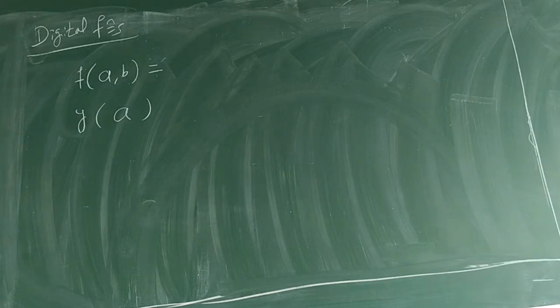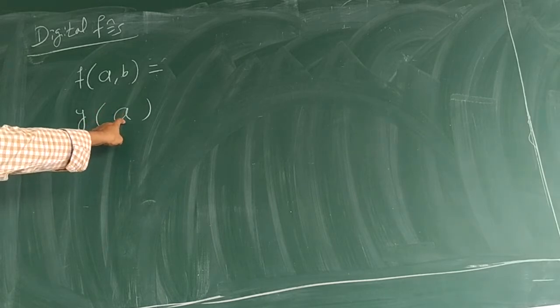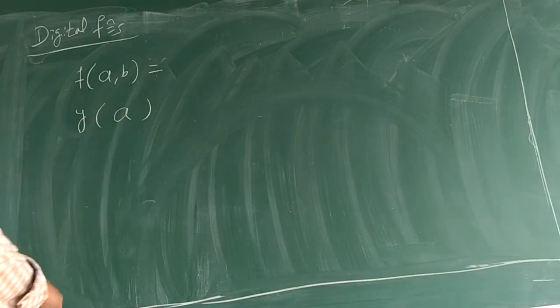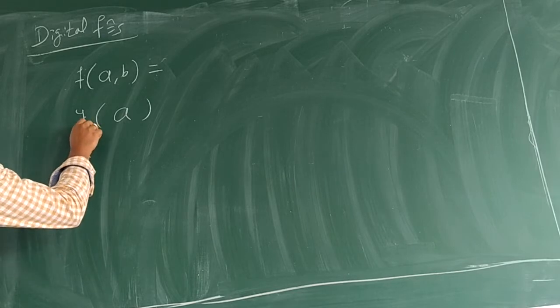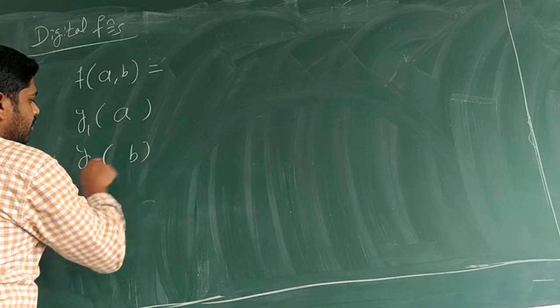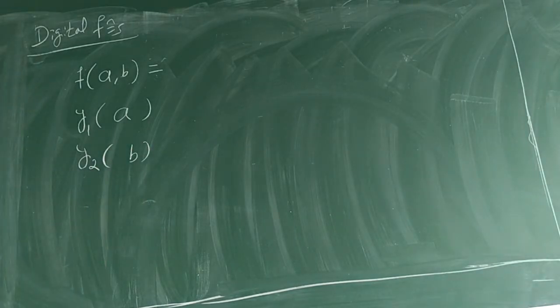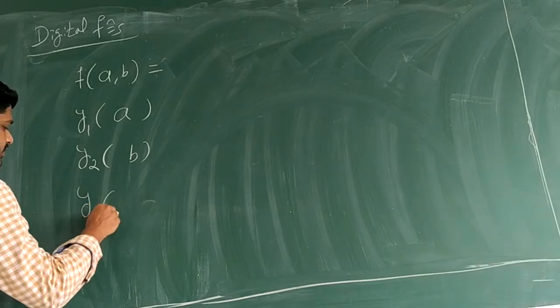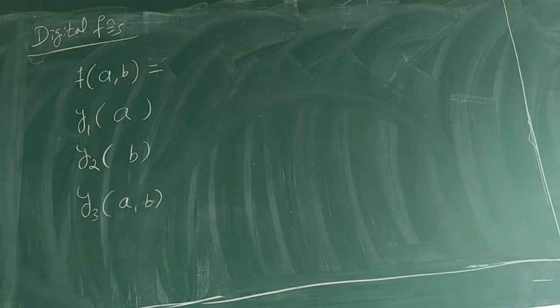So let me take a basic version, that is y is a digital function which is controlled by a single variable called a. Second digital function, let me represent the functions by y1 and y2. So y2 is a function of variable b. Okay, so let me write the third function. y3 is a function of two variables a and b.